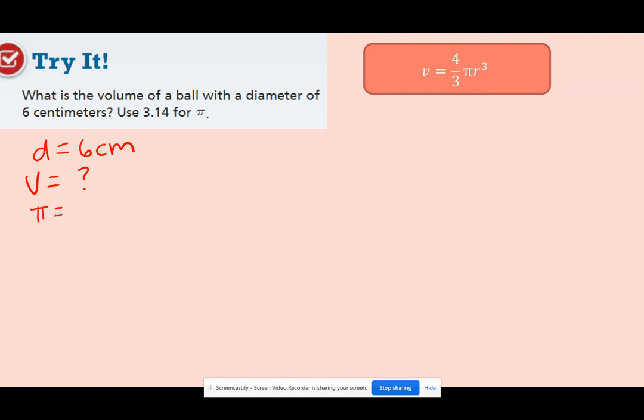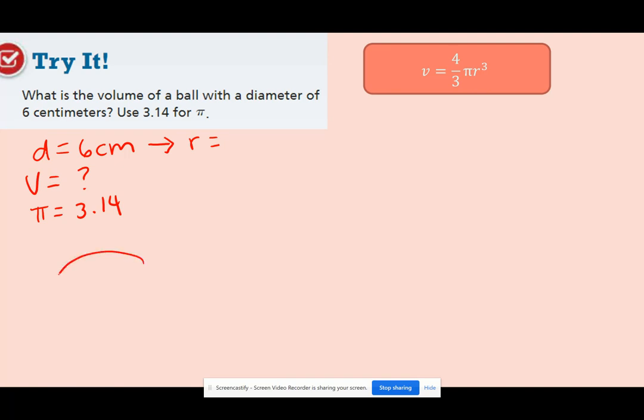So pi equals 3.14. Now, here's the thing, though. In our equation over here, we don't have a D for diameter. We have an R for radius. So I have to figure out if my diameter is 6 centimeters, what is my radius going to be? If you remember, the radius is half of the diameter.